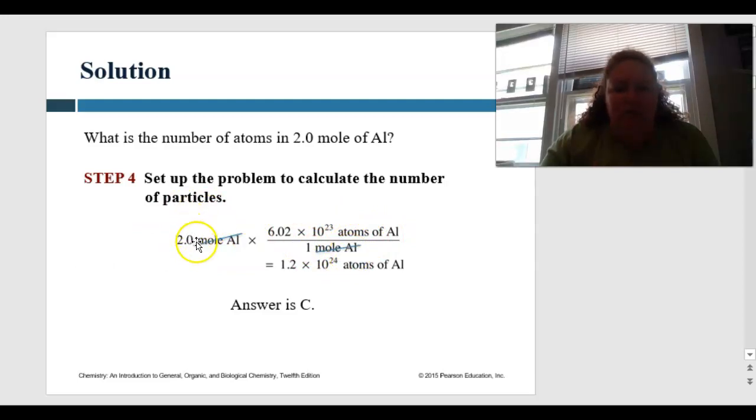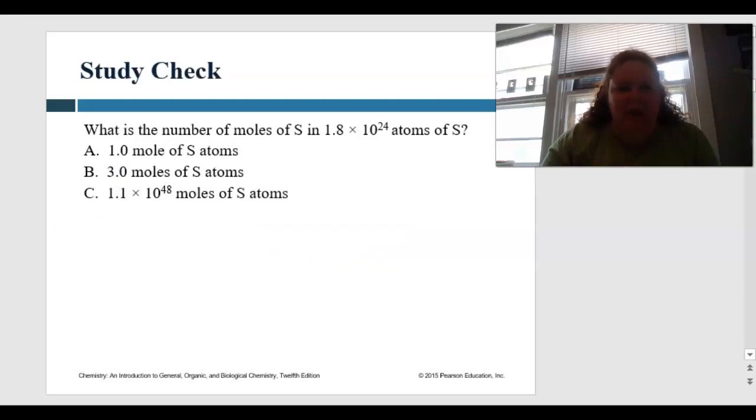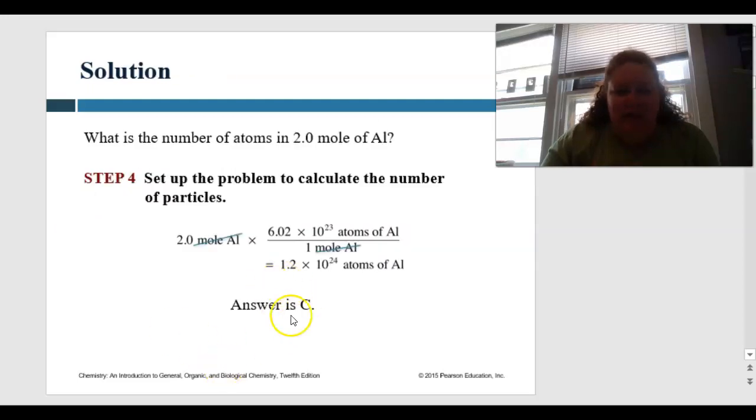So we have 2 moles of aluminum times 6.02 times 10 to the 23rd atoms of aluminum. Those moles cross out, so 2 times 6.02 times 10 to the 23rd gives us 1.2 times 10 to the 24th. Okay, so see that we increased a power of 10, because 6 times 2 is 12, and then we shifted over that 1 decimal point. So that gives us 10 to the 24th. So again, I'm sorry, the answer would be C.